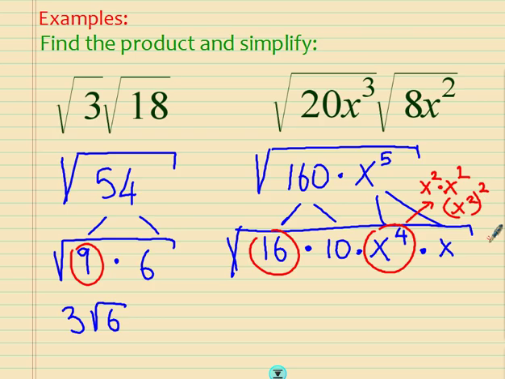Remember your power to power property. So x to the 4th power is a perfect square. 16 is a perfect square. 16 can go outside as 4. Square root of 16 is 4. X to the 4th power will go outside as x squared. Inside we still have 10 and one of the x's left. And this will be our final answer.